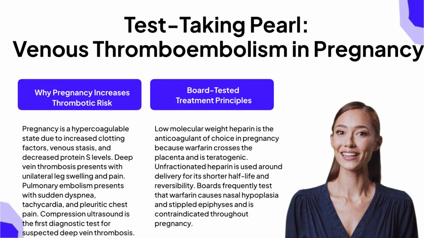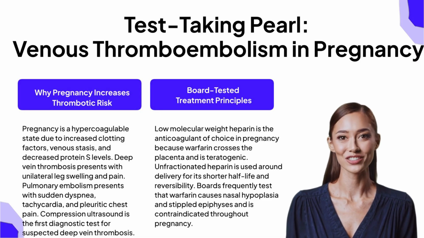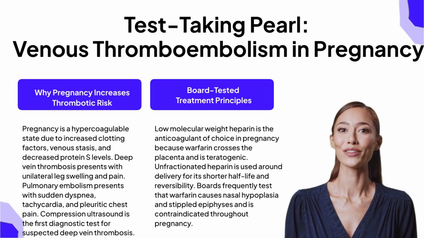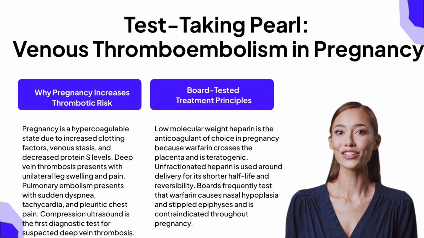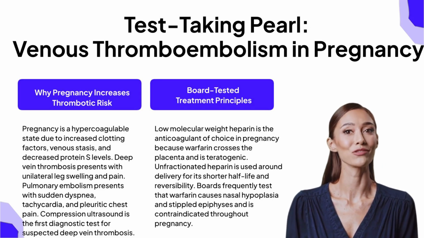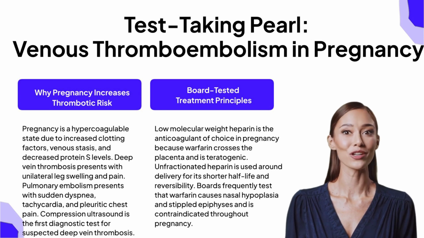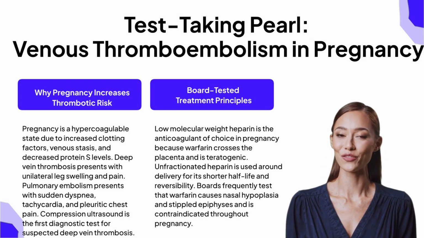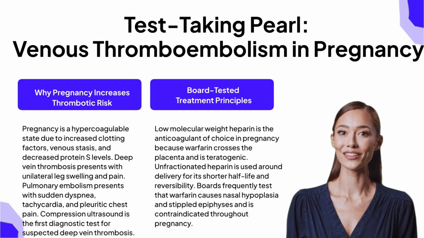Let us finish with a test-taking pearl about venous thromboembolism in pregnancy. Pregnancy is a hypercoagulable state. The boards test this concept frequently. You need to know that pregnancy increases clotting factors, causes venous stasis from the growing uterus, and decreases protein S levels. When you see a pregnant patient with unilateral leg swelling, think deep vein thrombosis and order a compression ultrasound.